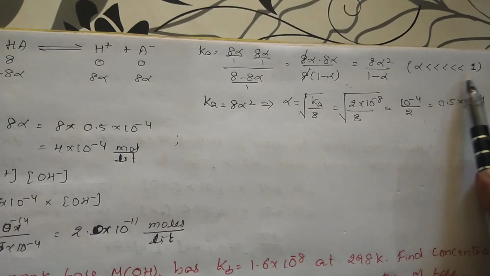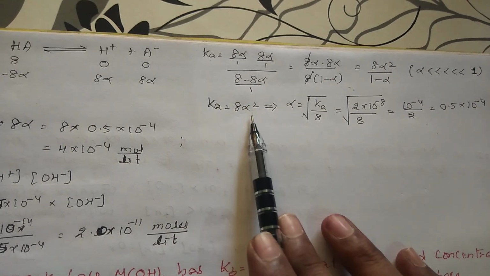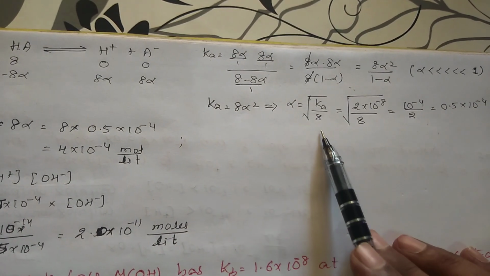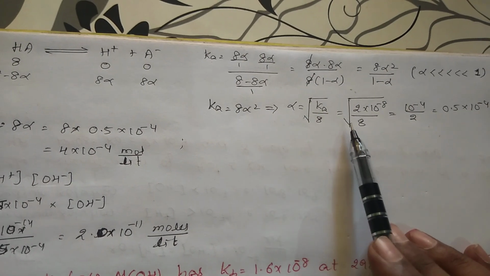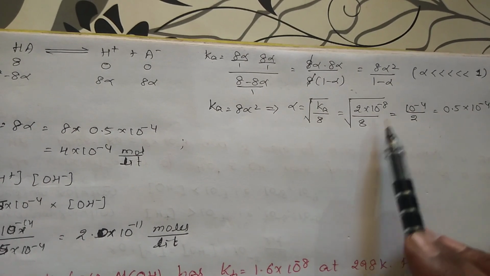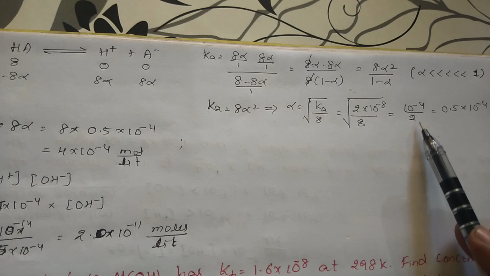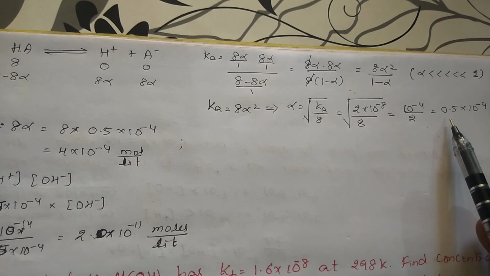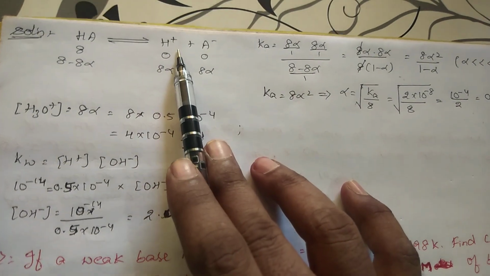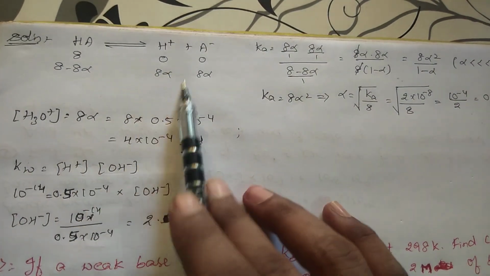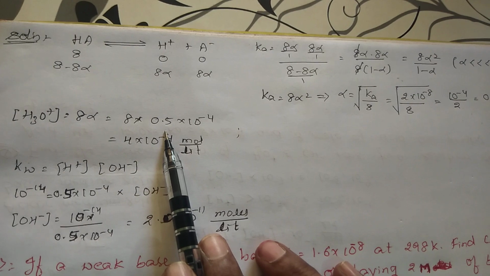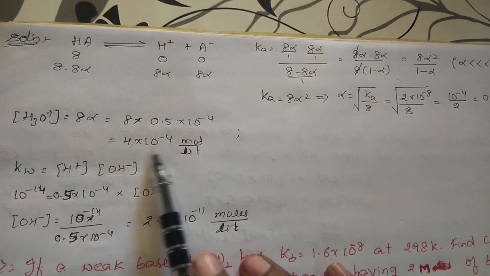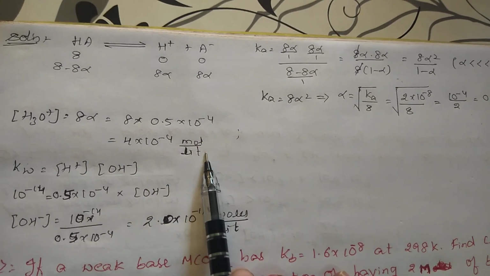I know that alpha is very, very less than 1. So what happens? Ka is equal to 8 into alpha square. Alpha will be equal to root of Ka by 8, is equal to root of 2 into 10 power minus 8 by 8. So it becomes 10 power minus 4 by 2. So the answer is 0.5 into 10 power minus 4. And if you want H plus concentration or H3O plus, it is 8 alpha. You know that 8 into alpha value is 0.5 into 10 power minus 4, so it is 4 into 10 power minus 4 moles per liter.